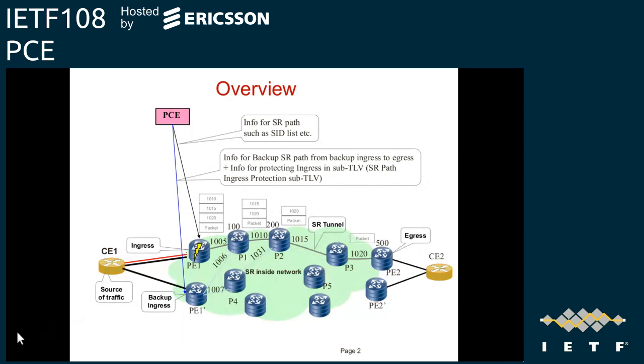For the other behavior, if CE1 only delivers traffic to the backup ingress node after the primary ingress fails, then the backup ingress node just behaves as normal. As long as there's traffic from CE1, we deliver the traffic along the backup path to the egress node. So we need some kind of control information to be delivered to the backup ingress node for protection of the primary ingress node.